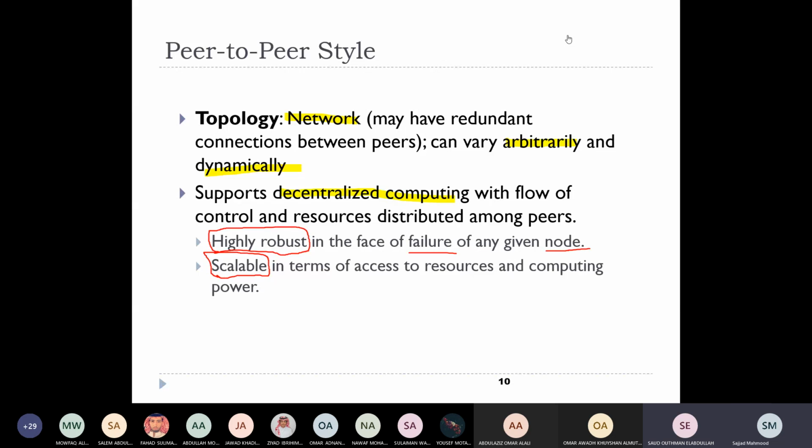Doctor, I want to ask you something. Yes, go ahead. Peer-to-peer, it can't be through cables. Why? It cannot be through cables, huh? Yeah, why? No, it will be through cables. It will be through a typical network.